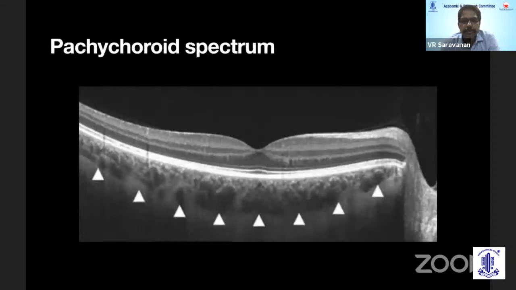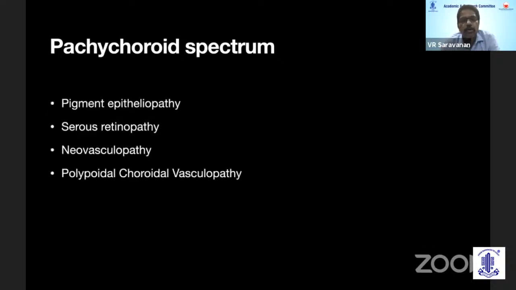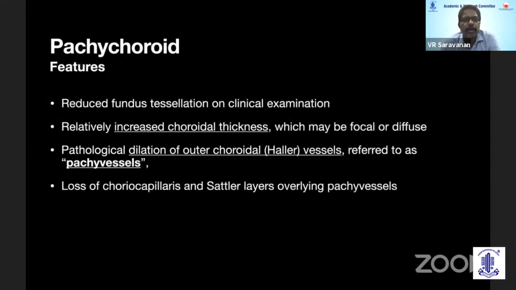The pachychoroid spectrum, as already talked about, can be indicated by either increased thickness or the presence of larger choroidal vessels with an atrophied smaller choriocapillaris layer. So they can include pigment epitheliopathy, serous retinopathy, neovasculopathy, and polypoidal choroidal vasculopathy. The pachychoroid features include tessellation on clinical examination, increased choroidal thickness, pathological dilatation of the outer choroidal vessels, and loss of choriocapillaris and Sattler's layer overlying the pachy vessels.